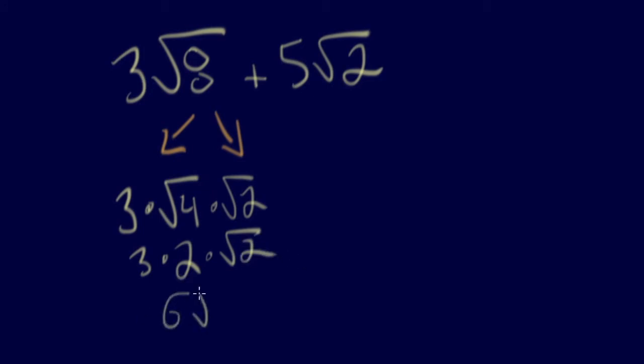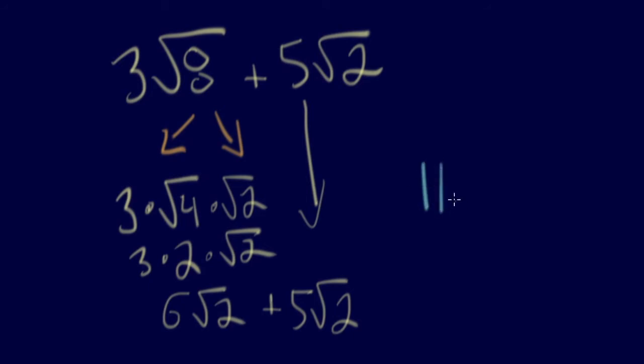So this becomes 6 root 2. Don't forget you still have this. And that becomes 5 root 2. So now we have common roots. That's exciting. So this is 6 plus 5 root 2. So your final answer is going to be 11 root 2. So using the idea of simplifying to get common radicands, you can go and add and subtract.